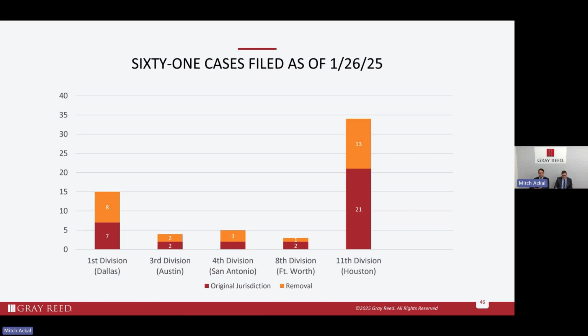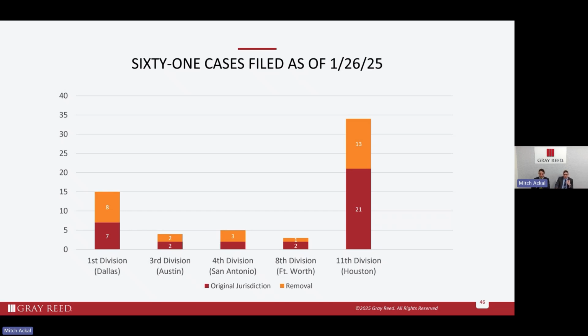And so starting, I wanted to look at the statistics. This is, we had to finalize the slides. So this is as of Sunday. There have been 61 cases filed in the first, plus or minus 5 months of the business courts operating. And you can see overwhelmingly the activity has been in the 11th division, which centers around the Houston, Harris County area.